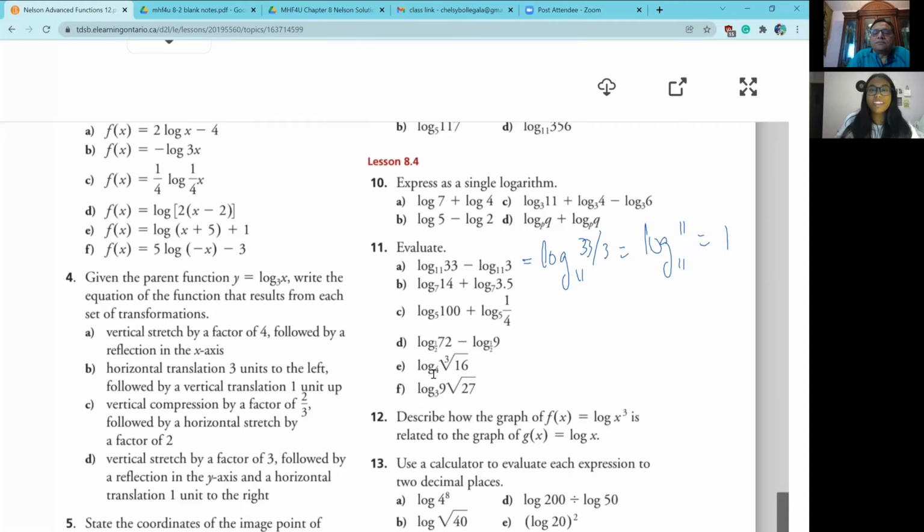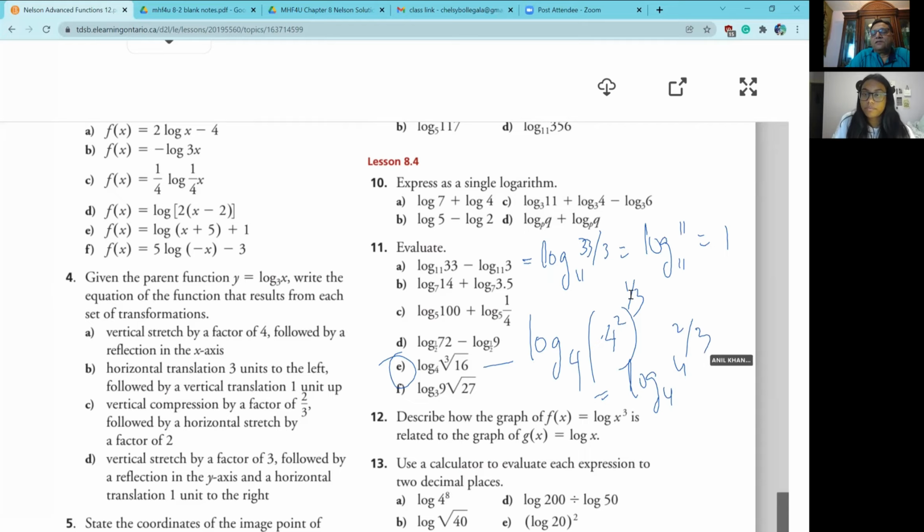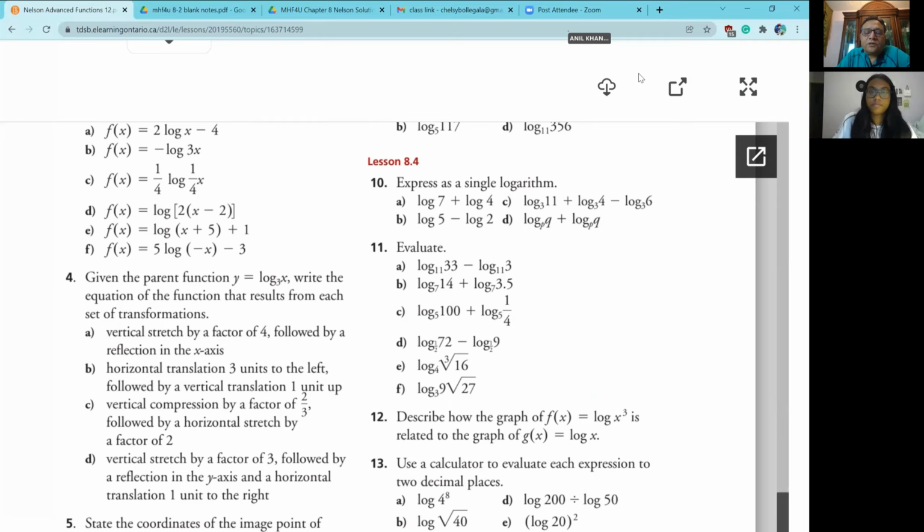Could we do number E, sir? Yes. So we have log to the base 4. 16 can be written as 4 squared, right? And then the cube root, so that is 4 to the power of 2 over 3, right? Therefore the answer is 2 over 3. See how easy it is? Correct. Let's move on to question number 12.